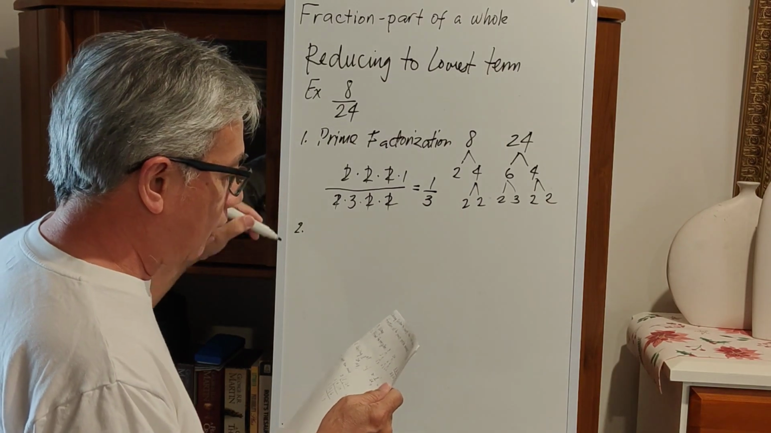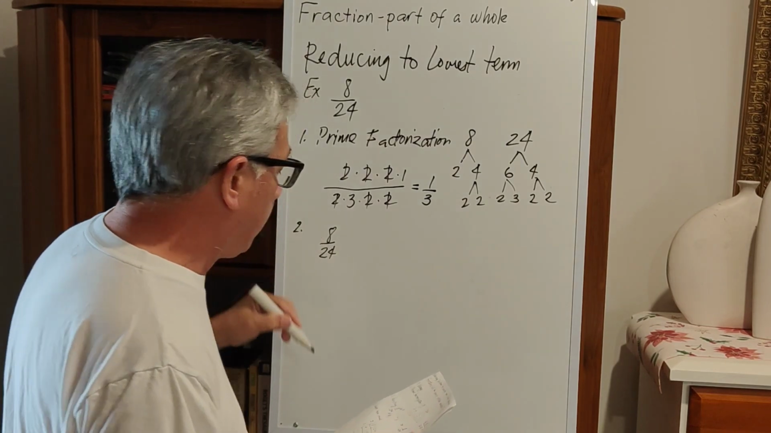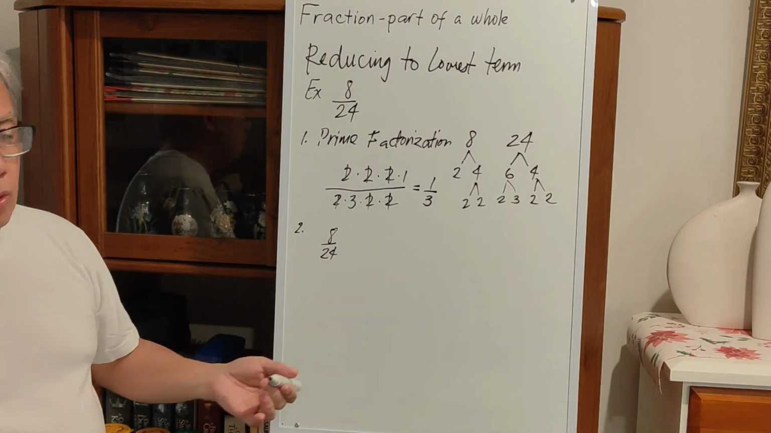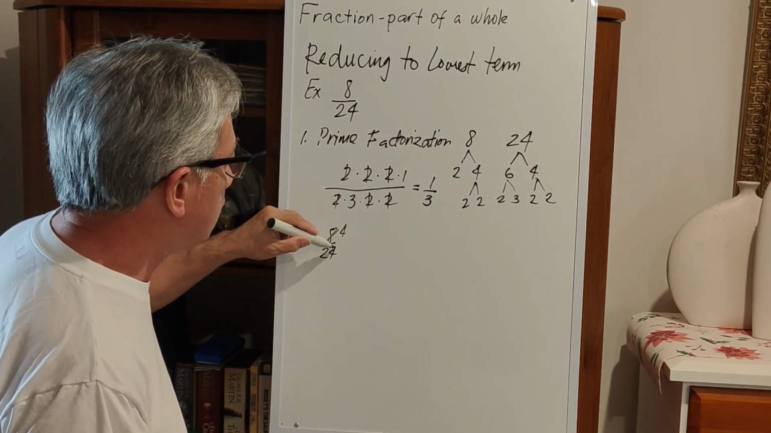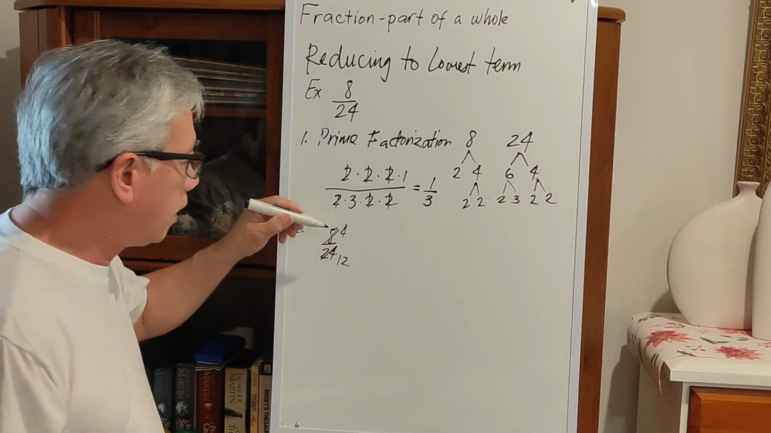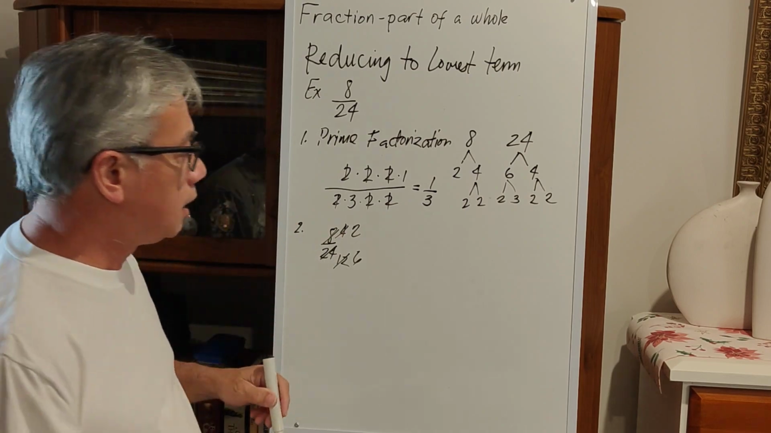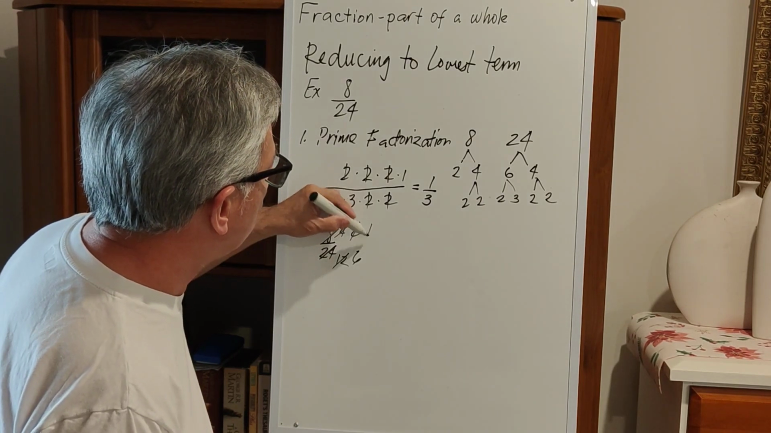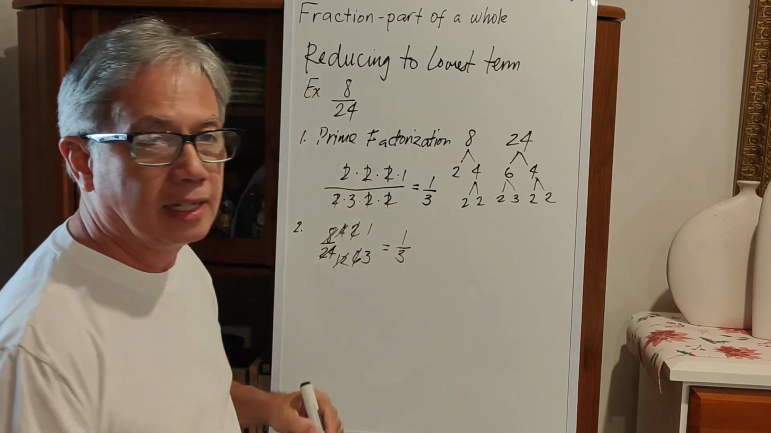Now the second way is by rewriting. For example, we have 8 over 24. We can think of a number that we can divide both of them by. Let's say 2. We can divide both by 2. So this divided by 2 is 4. This divided by 2 becomes 12. And then we can still divide by the same number. We can divide again by 2. So this becomes 2. This becomes 6. These two numbers can still be divisible by 2. So we divide both by 2. This will become 1. This will become 3. So this will become 1/3.